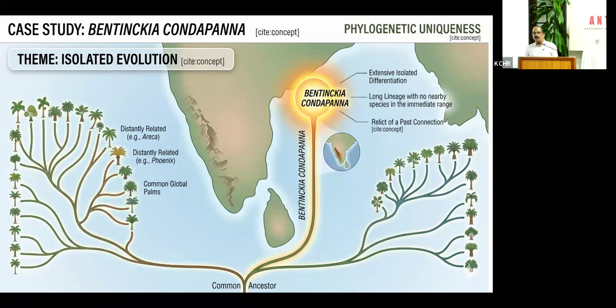Bentinckia is a very beautiful palm with bright red fruit, highly branched inflorescence, and very narrow leaves. We have it only in the peninsular tip, from Gudrikil to Kalakad and some parts of Kanyakumari district as well. The distribution map is showing it.